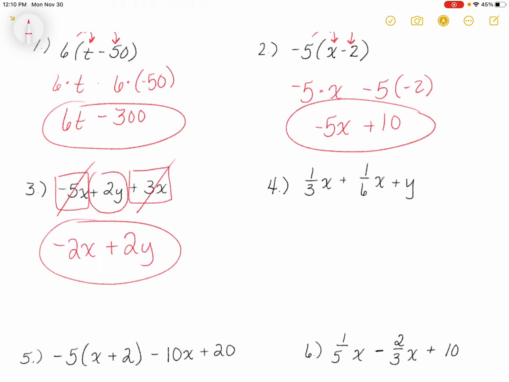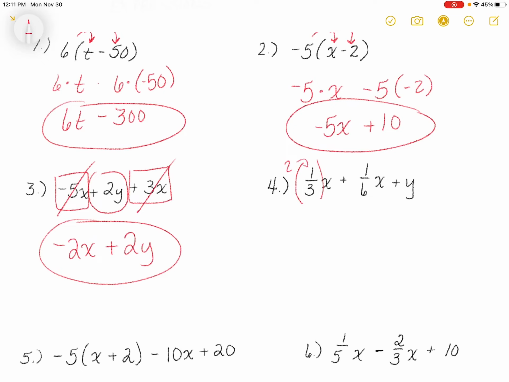Now number 4 gets a little more complicated because we have to use what we know about fractions in order to be able to combine like terms. I'm trying to combine 1/3 x plus 1/6 x, but I have to find a common denominator. The denominator that's common between 3 and 6 is 6, which means I have to multiply 1/3 times 2 in order to get a common denominator.